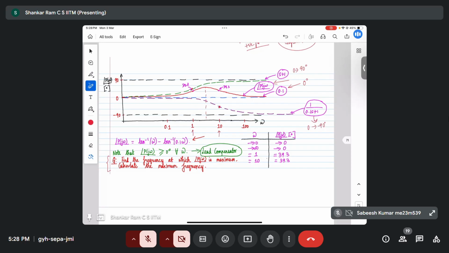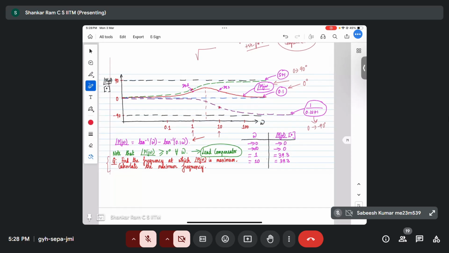So essentially what happens is that we take the two corner frequencies, 1 and 10, we multiply them, and then we get the geometric mean. So in this case, it's the square root of 10. And what is the value of the square root of 10?